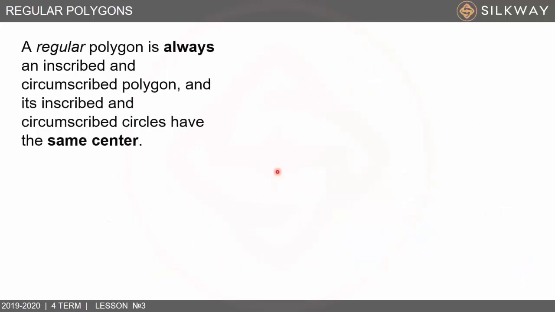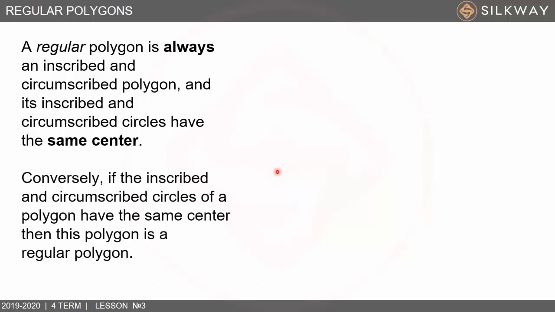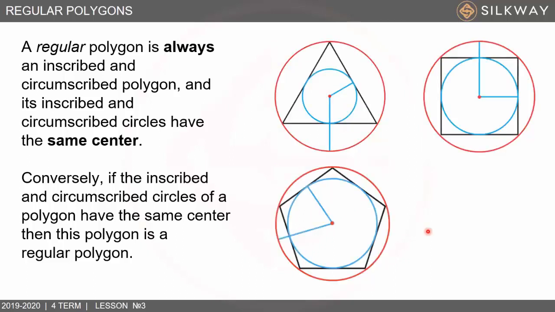A regular polygon is always an inscribed and circumscribed polygon, and its inscribed and circumscribed circles have the same center. Conversely, if the inscribed and circumscribed circles of a polygon have the same center, then this polygon is a regular polygon. Here are the examples.